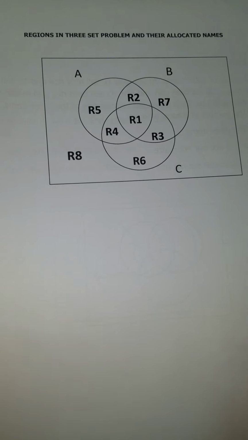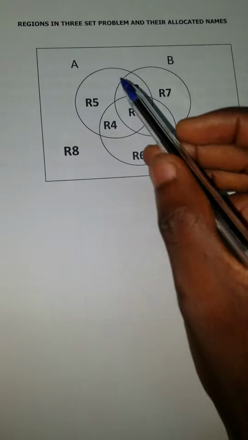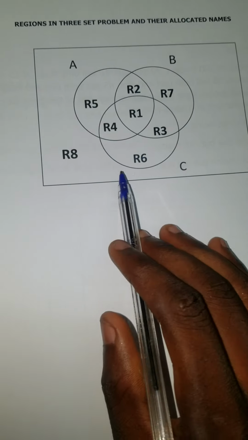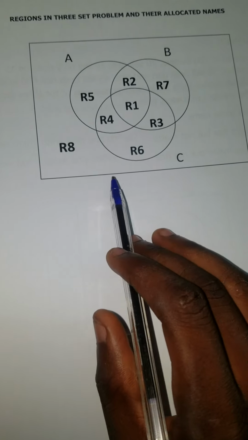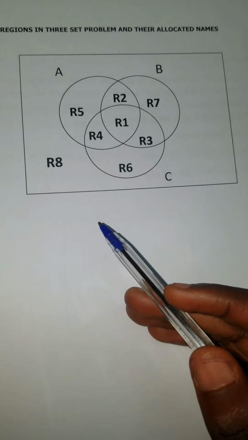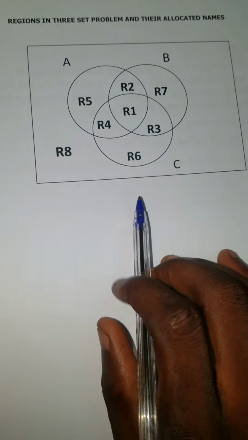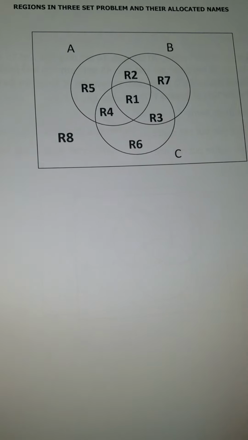So when you are able to draw your Venn diagram like this, so this is for set A, and this is for set B, and then this is for set C, and you are supposed to solve this. So every region here has a name, and if you say that name, everybody knows you are talking about this region.